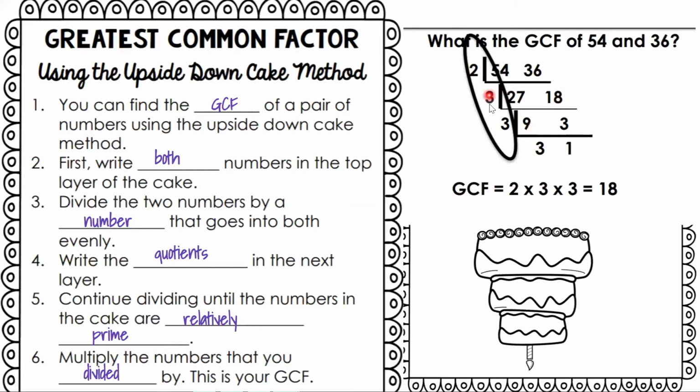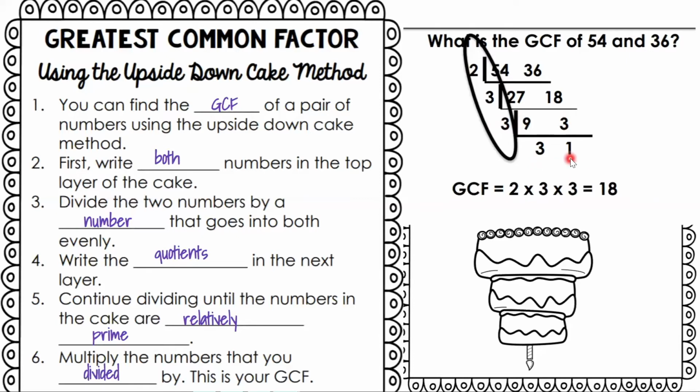18 divided by 3 is not 3. This should be 6 right here, so that's a bit of an error. So imagine that this says 6 right here. And then again, we can keep dividing. Both 9 and 6 can be divided by 3. So we write 3 out here, outside of the cake. 9 divided by 3 is 3. 6 divided by 3 is 2.